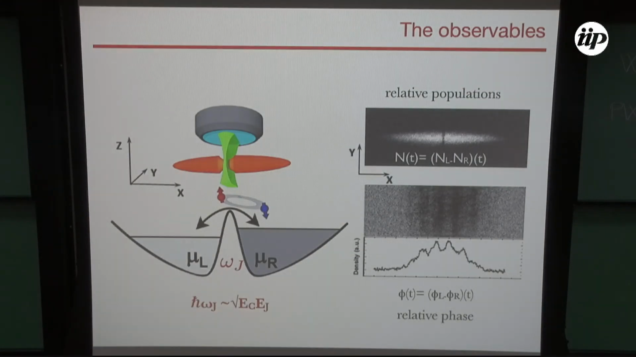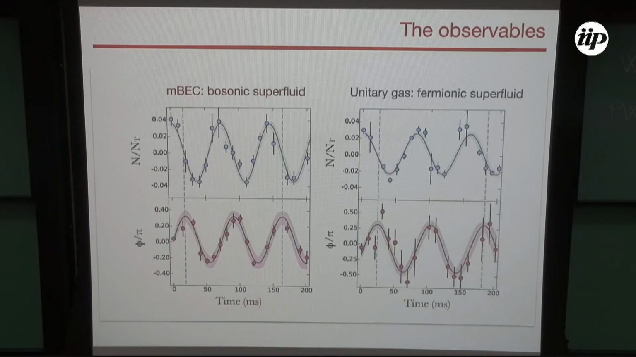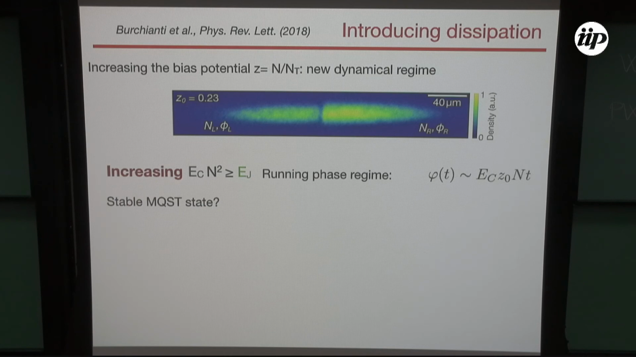Well, these are observable. As I said, we can measure the population and phase, just study the time of flight picture. So a few years ago, we were in fact observing the transition, the Josephson dynamics in the case of molecular BEC and unitary Fermi gas, both in population and in relative phase. And mapping the phase, we could observe the pi/2 shift between population and phase, indicating that the system was in fact performing Josephson dynamics. Well, okay, now we come to the point.